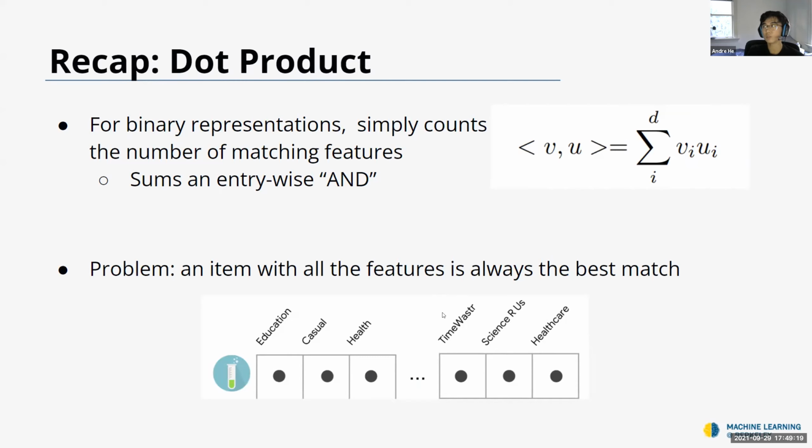We would much rather prefer an app that has categories in common, and doesn't have categories that aren't in common. So what I mean is, if all the items that the user has used in the past don't belong to this healthcare category, then we would rather recommend an app that doesn't belong to this category than an app that just spans every single category.